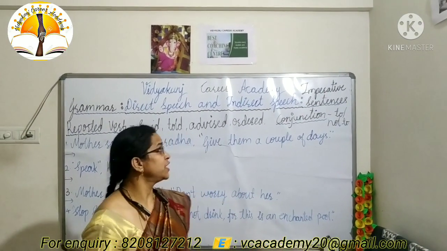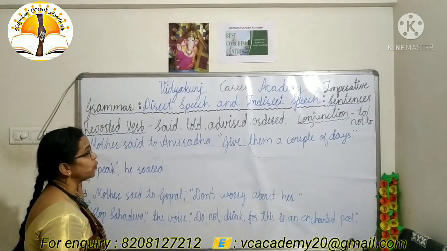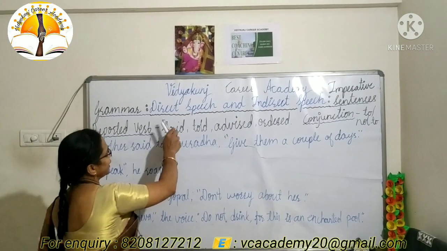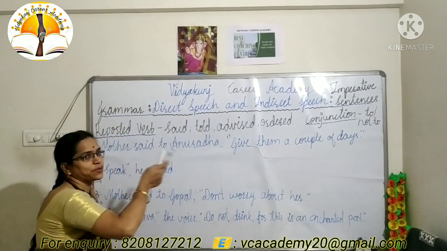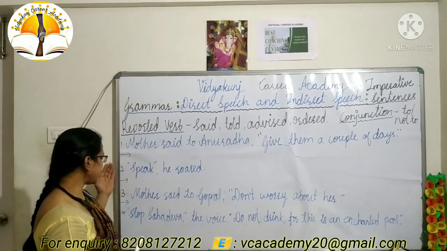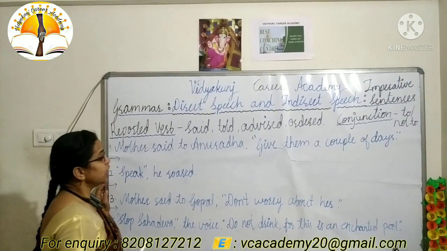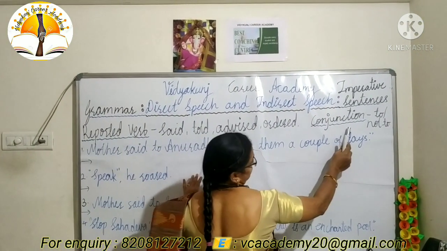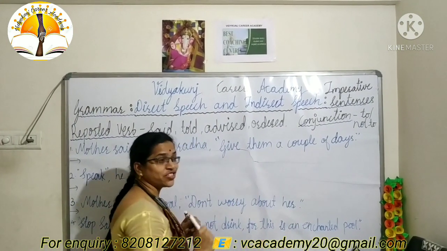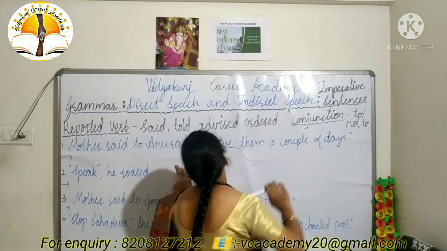Today we are going to see imperative sentences, in which we are going to see how to change the direct speech into indirect speech or indirect speech into direct speech. Now I have written some sentences as examples. Before doing this, I want to tell you we have to use a conjunction between the reported verb and the reported speech. Which conjunctions are we going to use here? To or not to.